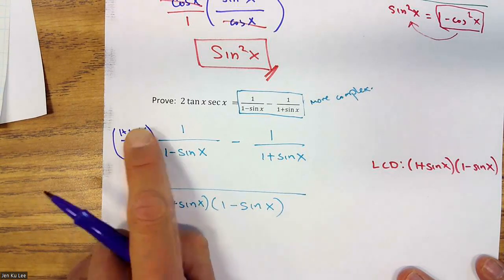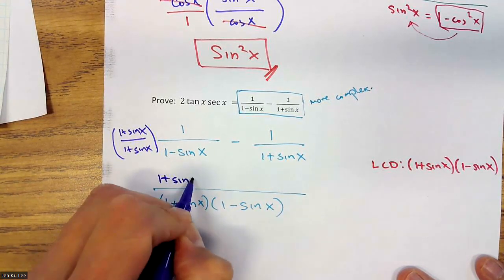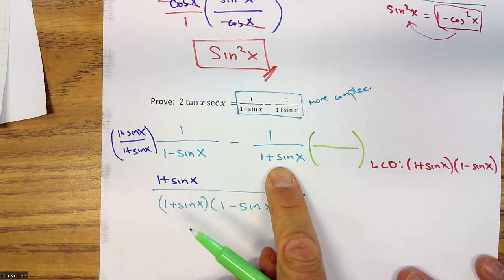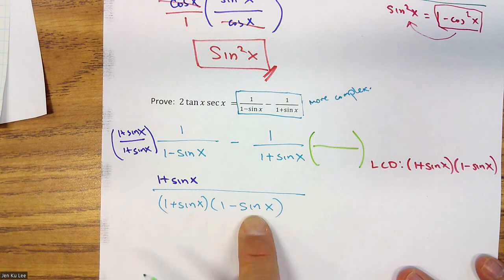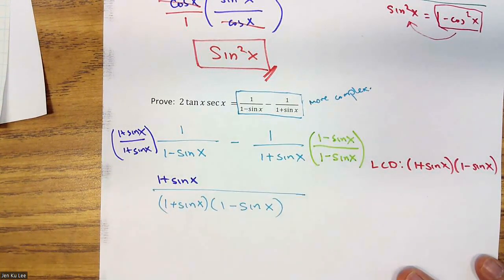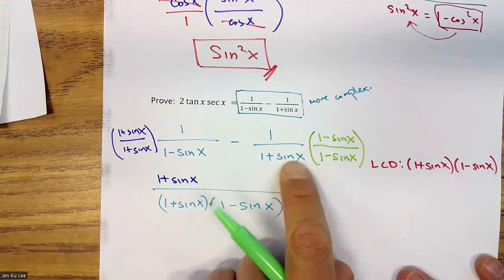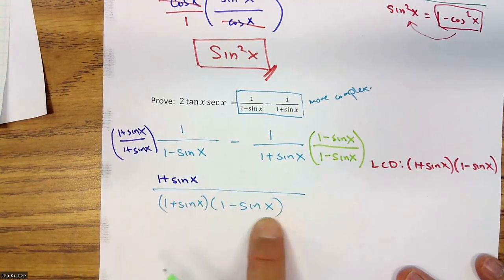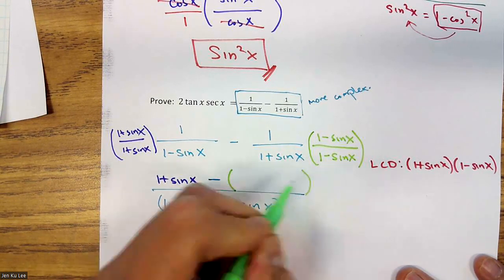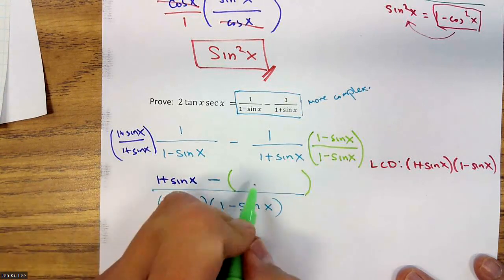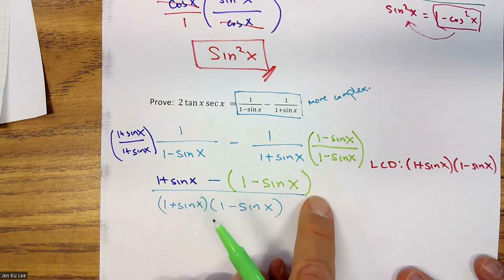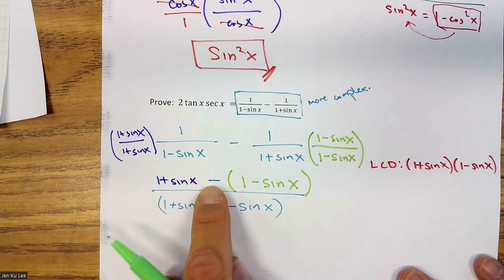Okay? So 1 plus sine of x times 1, that's 1 plus sine of x, right? And here, if I have the denominator of 1 plus sine of x, and I want the denominator to be this, I would have to multiply this by 1 minus sine of x, right? So now 1 plus sine of x times 1 minus sine of x is the same denominator we have here, okay? There's a minus sign in between, and 1 times 1 minus sine of x is 1 minus sine of x, okay? These parentheses are important because you have a minus sign on the outside, okay?